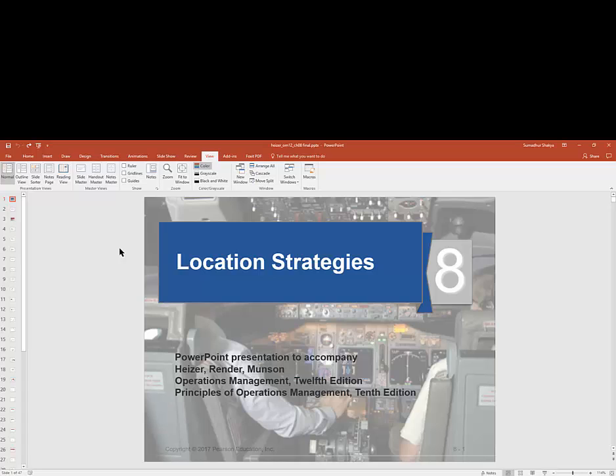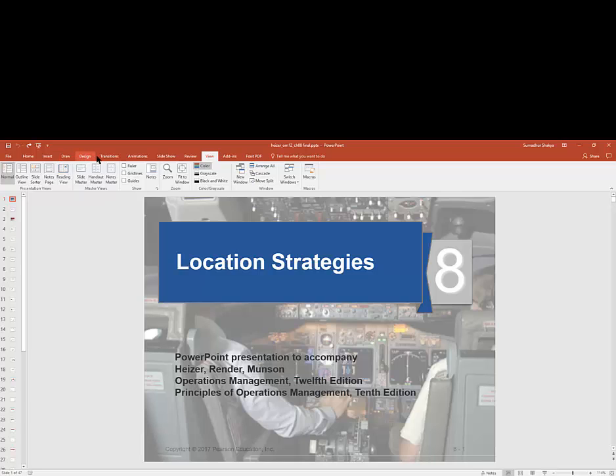Today we'll be covering Chapter 8, Location Strategies, from the 12th edition of Heizer, Render and Munson. In this chapter, the authors talk about why choosing a location is of strategic importance. It is a strategic decision because once a location has been chosen, it is not usually possible for businesses to change it in the short to medium term.